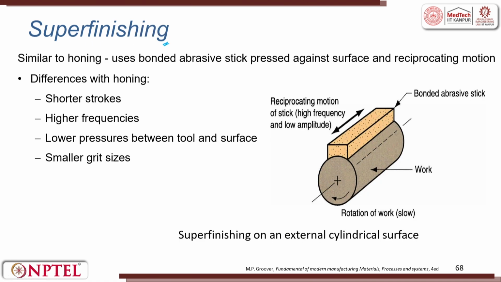Super finishing is very similar to honing. We use an abrasive stick pressing against the surface and reciprocating. It is the same as lapping, but the only difference between super finishing and lapping is that the abrasives are held, and then you can start moving it. So, reciprocating at a very high frequency and very low amplitude, you try to do a super finishing operation. The strokes are very small, in lapping they will be large, it has very high frequency, the pressures are low and it has a very small grit size. As compared to honing, super finishing is done by a stick.